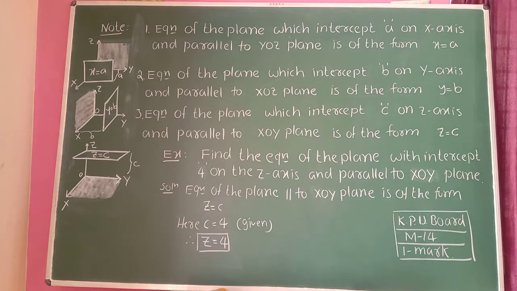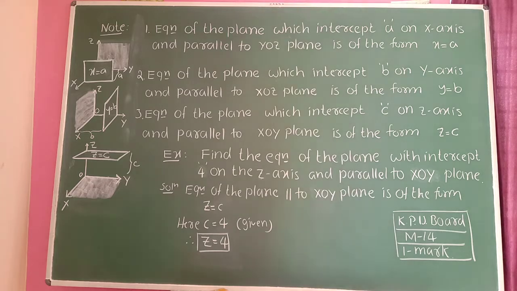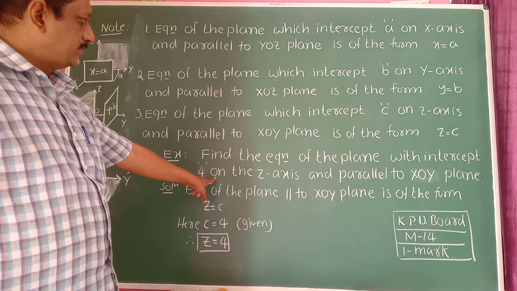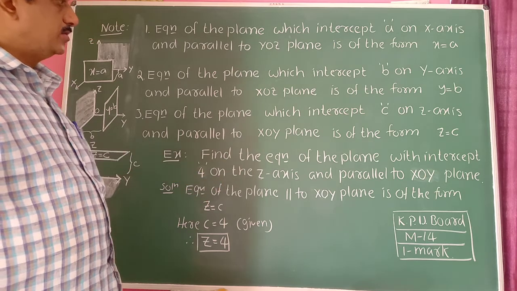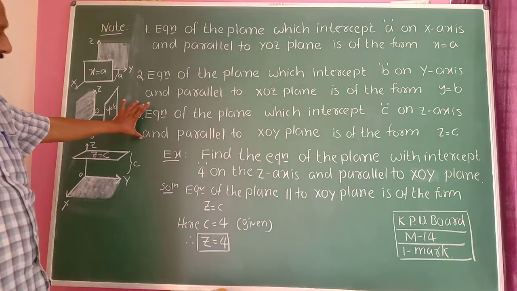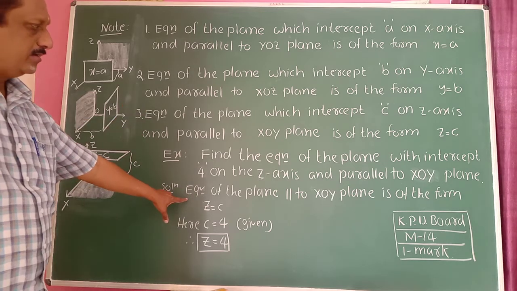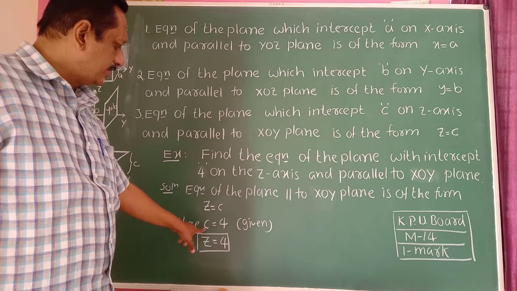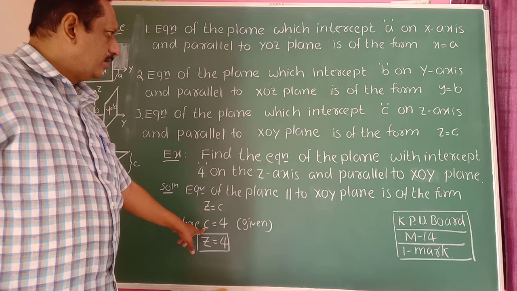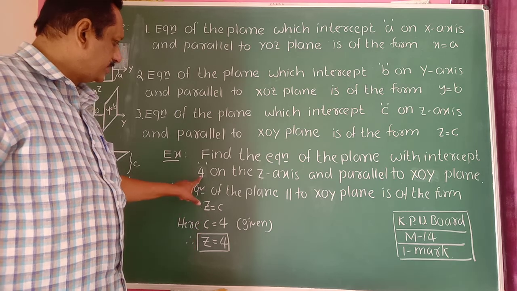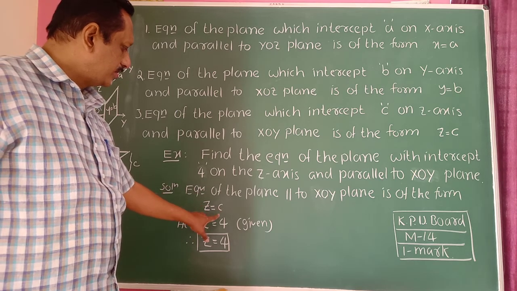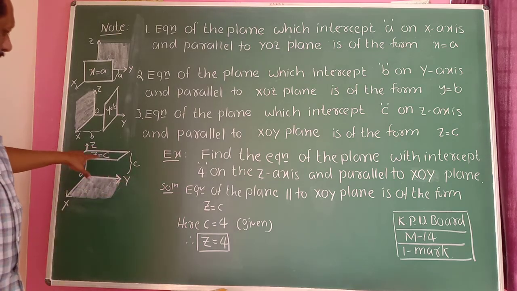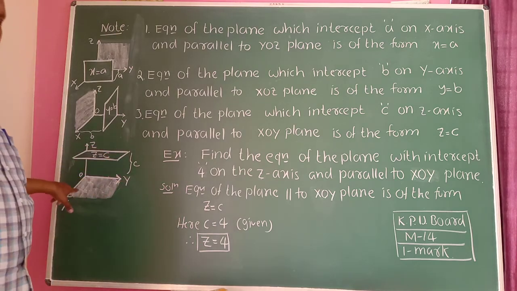Similarly, one more example: find the equation of the plane which intercepts 4 on the z-axis and is parallel to xOy. I use this here. Therefore, the equation of the plane parallel to the xOy plane is of the form z equal to c. Here the z intercept c is equal to 4 units, therefore put c is equal to 4. So z equal to 4 is the equation of the plane, parallel to the xOy plane.